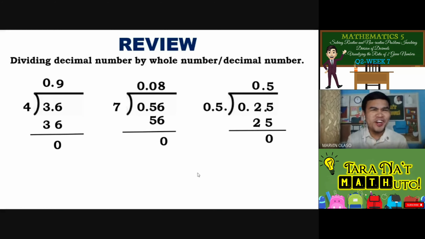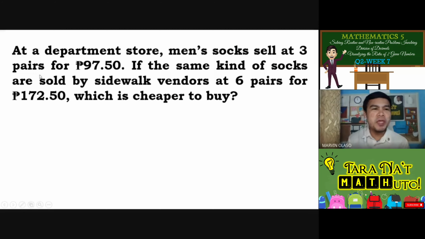So let's proceed now to our problem. Now, this is our problem. At a department store, men's socks sell at 3 pairs for 97 pesos and 50 centavos. If the same kind of socks are sold by sidewalk vendors at 6 pairs for 172 pesos and 50 centavos, which is cheaper to buy?